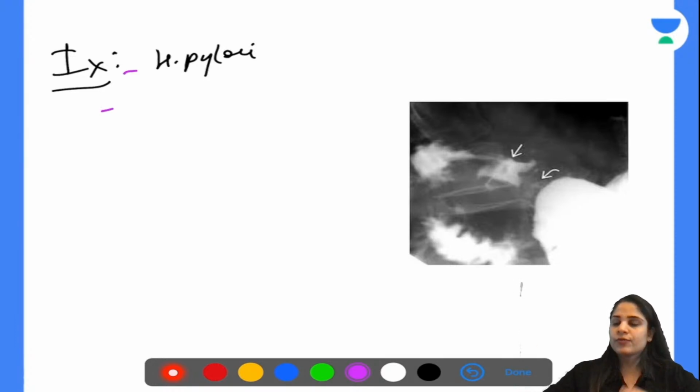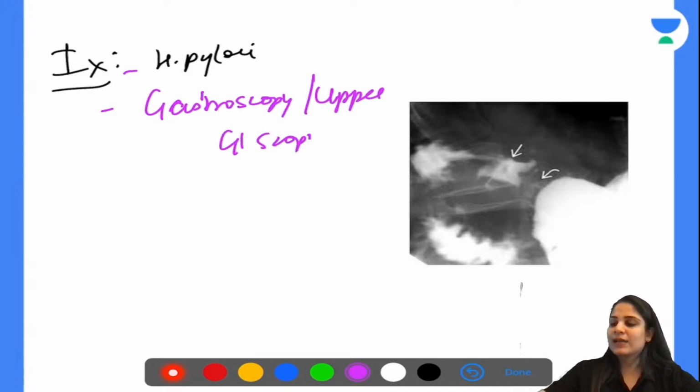Other than that, if it's not because of H. pylori, how do you find out? You can do a gastroscopy or an upper GI scopy. That is the best way to find out exactly what the site and the extent of the ulcer are, and what complications the ulcer is causing. Is it causing any narrowing? Is it causing any scarring over there?